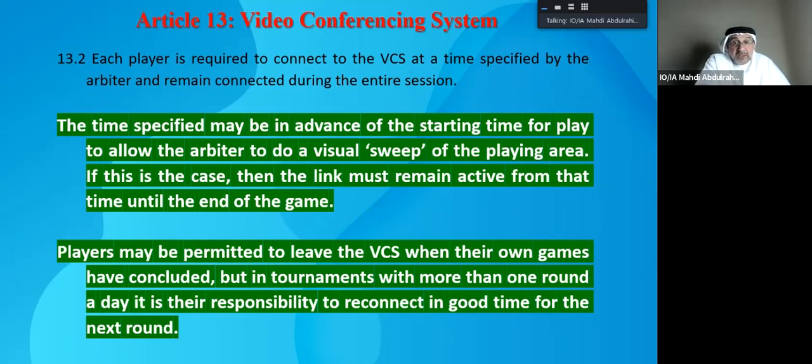In this case, you'll be hung. So maybe you cannot play until you give share screen. Players may be permitted to leave the video conference system when their own games have concluded, but in a tournament with more than one round a day, it is their responsibility to be connected in good time.